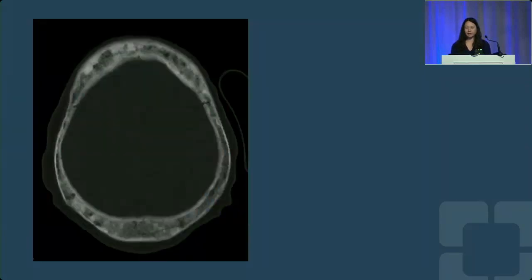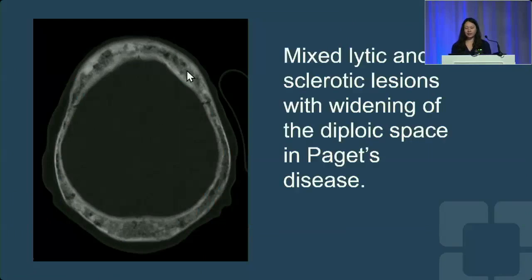And finally, last case of Paget's, so mixed lytic and sclerotic lesions with widening of the diploic space in a calvarium.